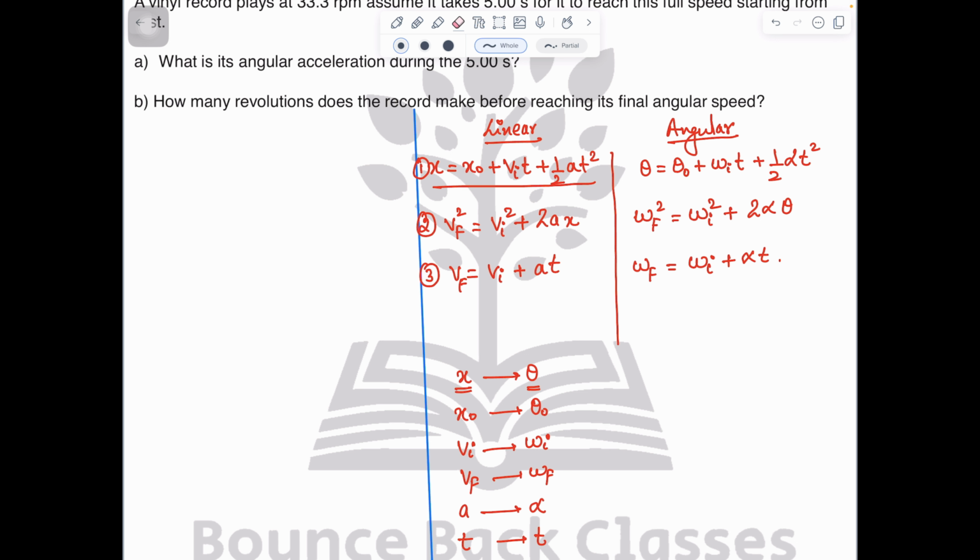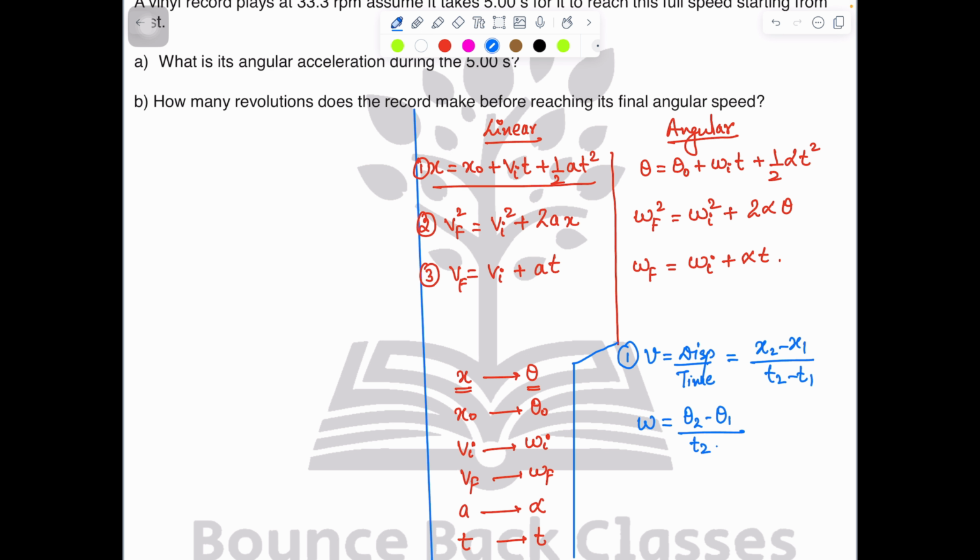There are a few formulas you need to understand. What is velocity? Velocity is displacement divided by time, which can be written as x2 minus x1 over t2 minus t1. In a similar way, omega is also displacement by time, so omega equals theta 2 minus theta 1 over time 2 minus time 1. Yes or no? This is your first part.